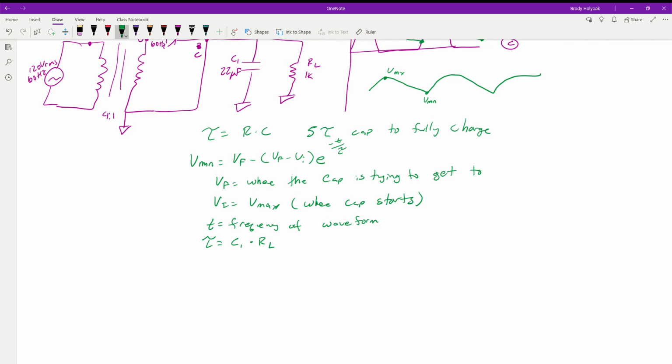Give me just a second. All my notes got jumbled up. I thought I was ready to go. Apparently, I was not.